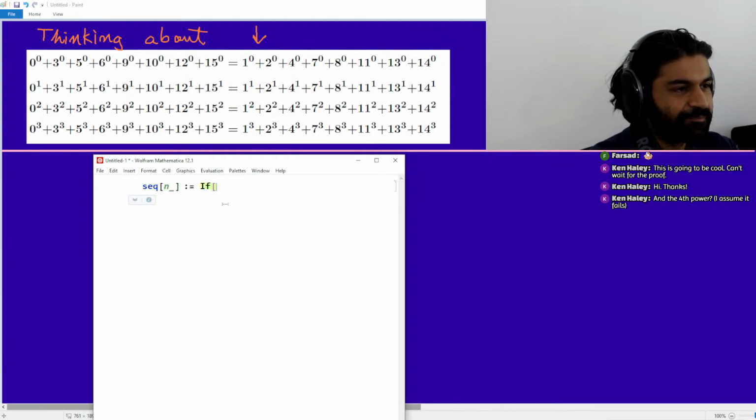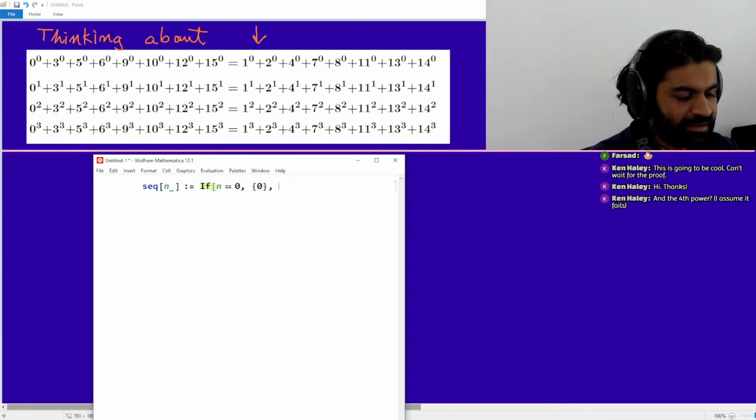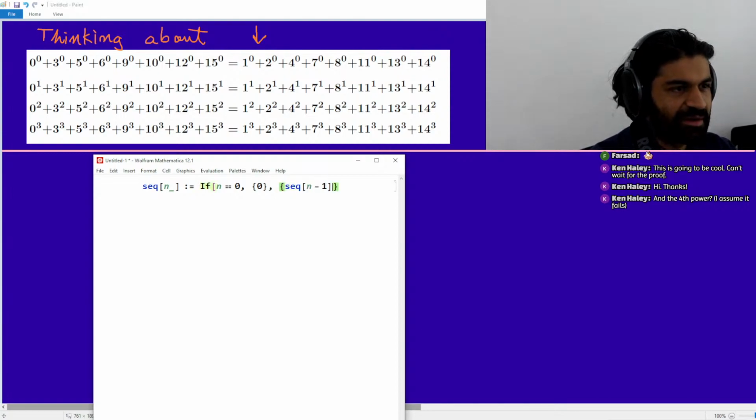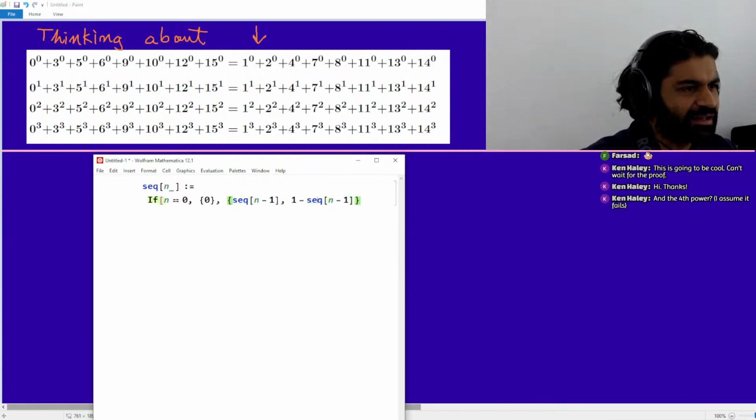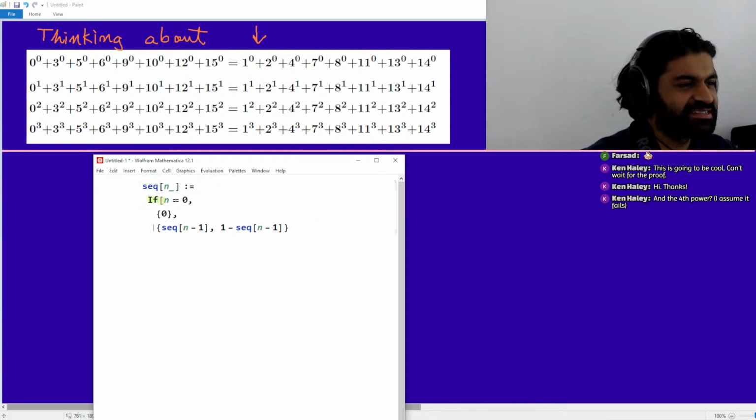If n happens to be 0, just return the list that only has 0 in it. Otherwise, concatenate the previous sequence, so this would be n minus 1, and the bit flipped previous sequence. I'll put these in separate lines so that it's clear what's going on. So if n is 0, do this, otherwise do that.